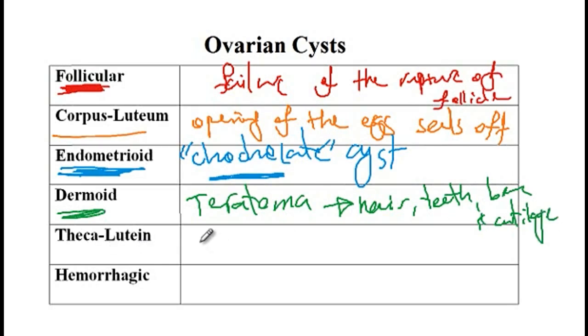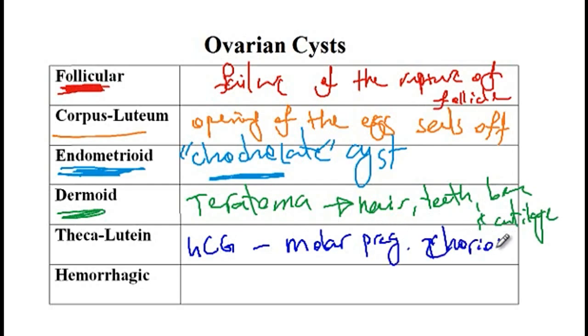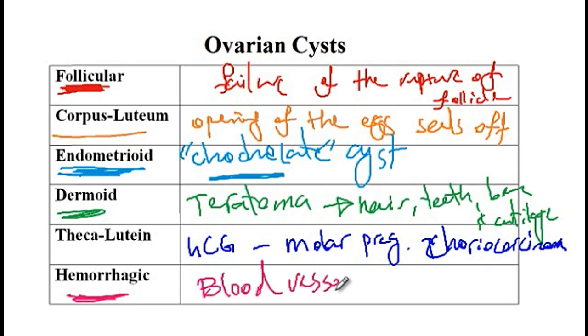Theca-lutein cyst is from the excess production of human chorionic gonadotropin, which is in excess amount in molar pregnancy, as well as with choriocarcinoma. And then finally we have the hemorrhagic cyst, where if the blood vessel inside the cyst wall is ruptured, then it can cause hemorrhage. So if there is blood vessel rupture in the cyst wall, then it's called a hemorrhagic cyst.